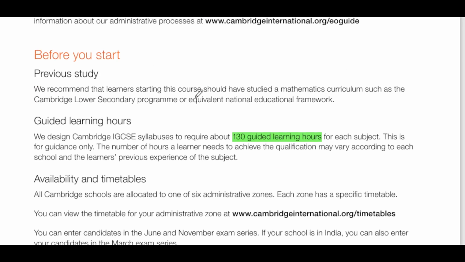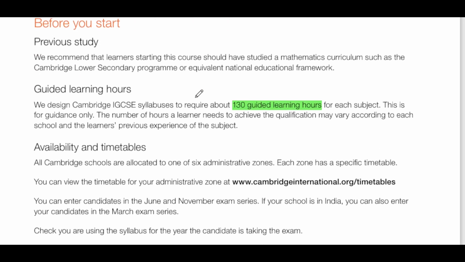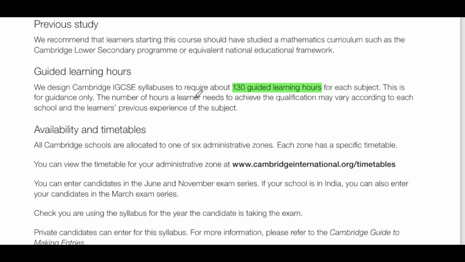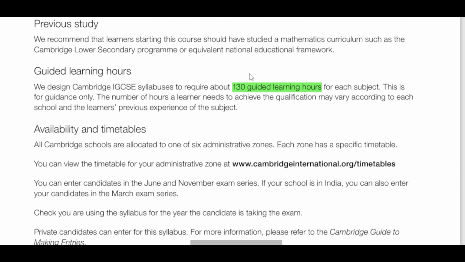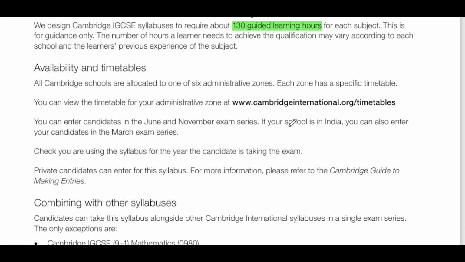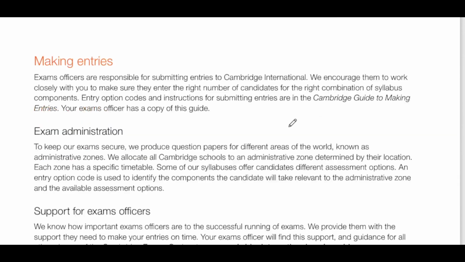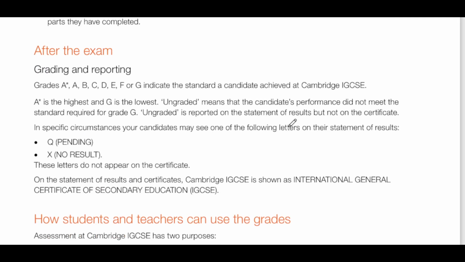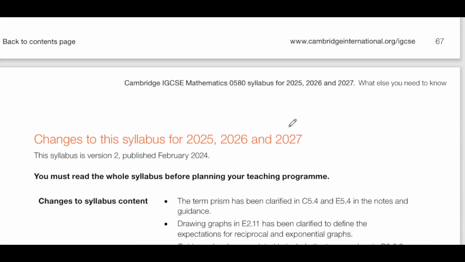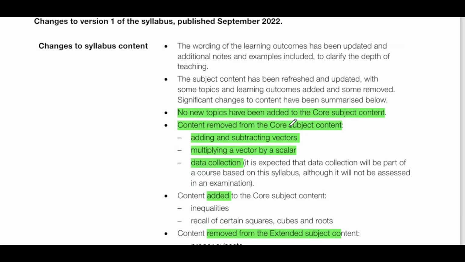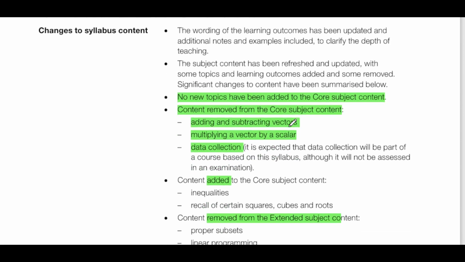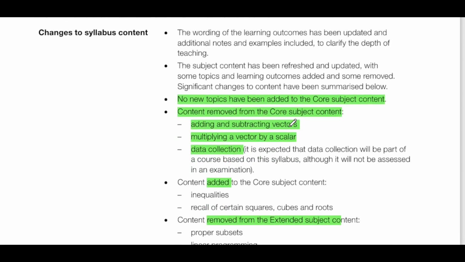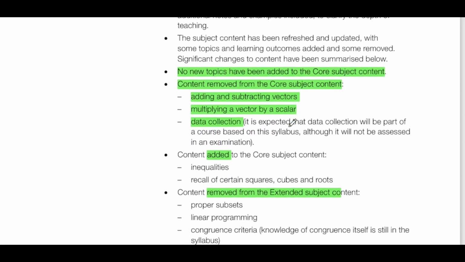So what are the requirements? Previous study is required, that is very obvious, and the guided learning hours are 130 hours to complete the syllabus, and this may change according to your requirement. So I think that's it for this one. I'm going to put the link of the syllabus in the description so that you can see the requirements of the new syllabus. So these are the changes that have been made.